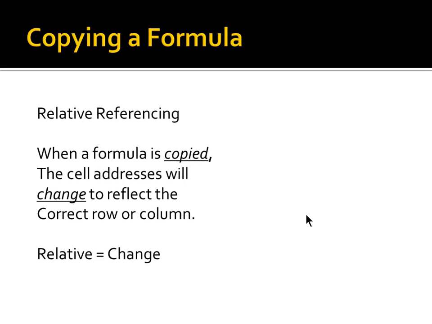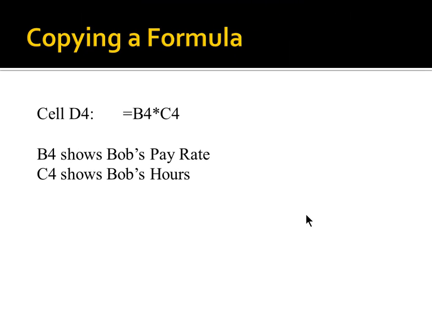Now, I want to talk to you about why this is possible. It's possible because of a term called relative referencing. What does that mean? Well, here's the definition. When a formula is copied, and using the fill handle to click and drag it down is one method of copying, the cell addresses, the B5, C7, A9, will change to reflect the correct row or column. Relative means change. You want to remember that. Relative means change.